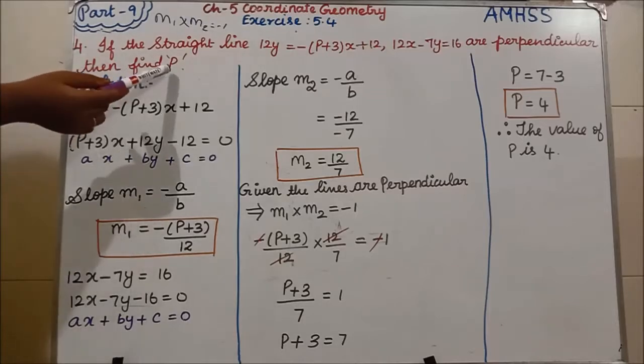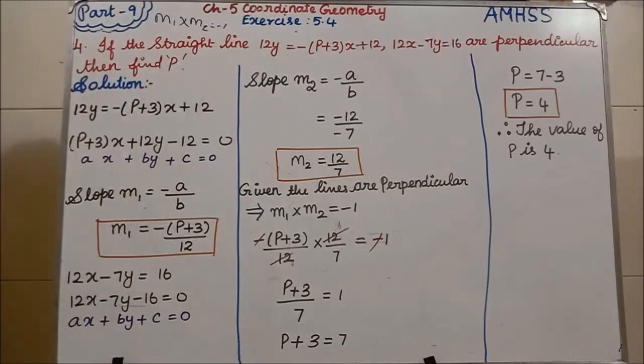That is what we have to find, isn't it? We need to find p. So now the p value is 4. Clear students, all of you, the fourth question. Next we will see the fifth question.